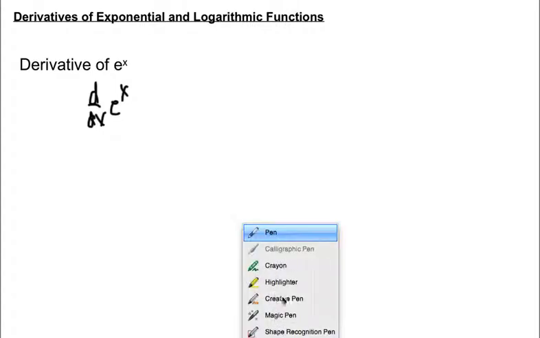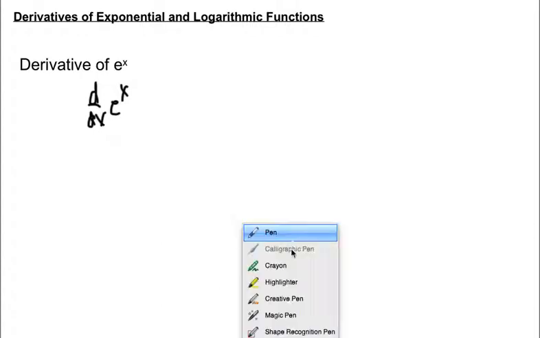So we're going to take the derivative of e to the x, okay? And we know our good old definition. All right, so I'm just going to write in black. Over here, we're going to do f of x plus h minus f of x over h, and we're going to look at the limit as h approaches 0. Okay, so that's our good old definition.